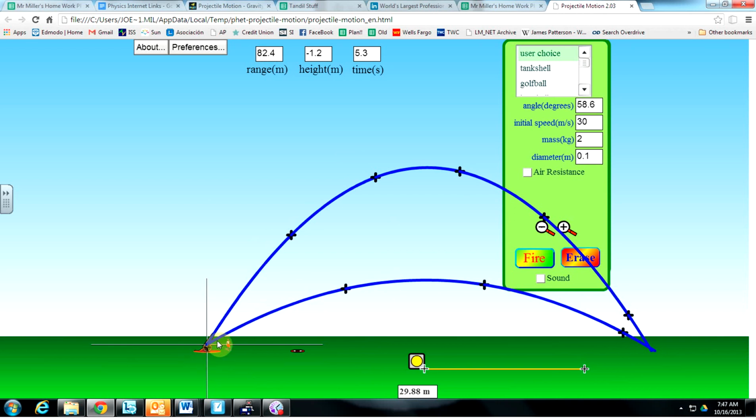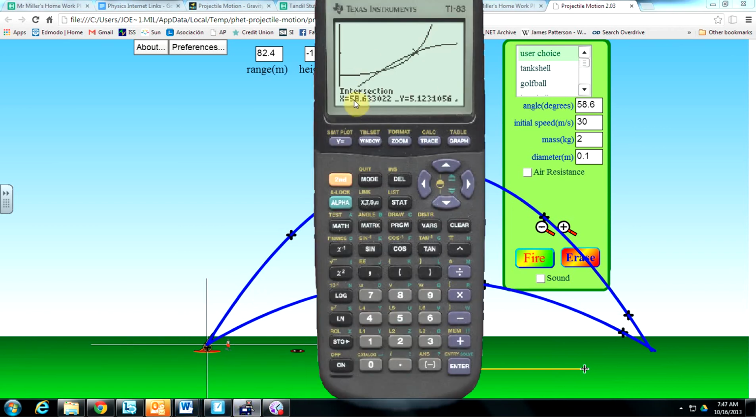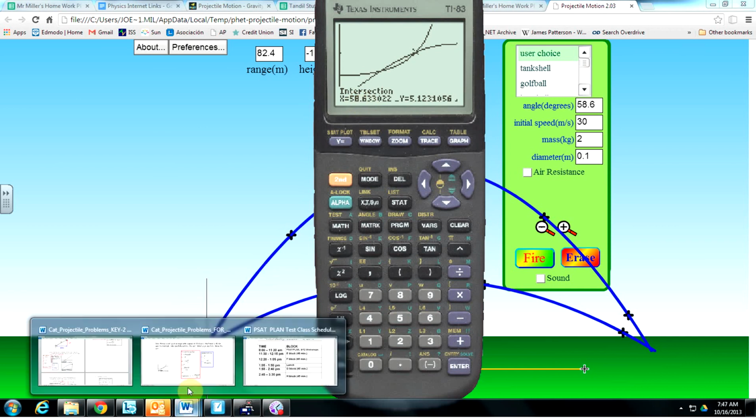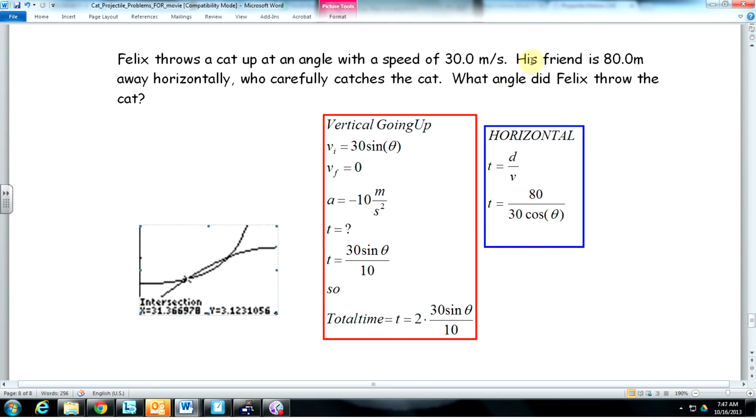But pretty good. So you can see we have two solutions. One is shallower, the other is steeper, and that gives us our two solutions for the angle, one being 58.6, and the other one here we can see being 31.3 for this problem. When you do yours again, you'll obviously get different answers because number 7, I chose different numbers.